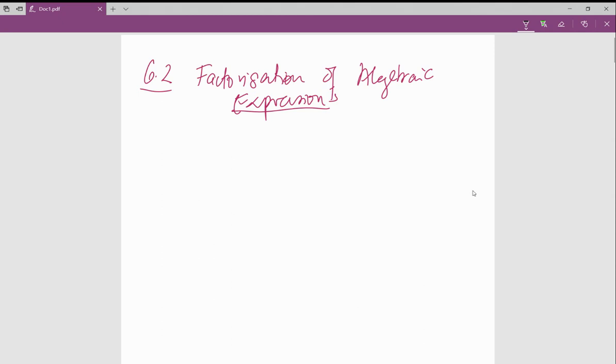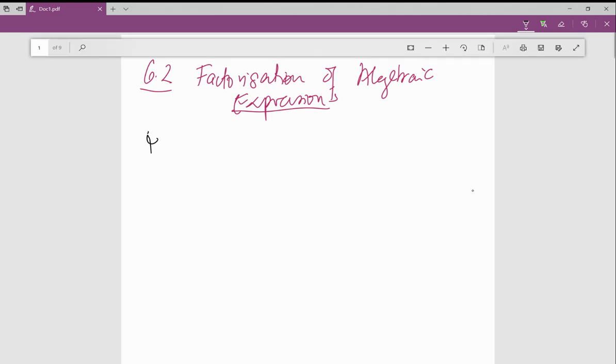Today we're going to learn about factorization of algebraic expressions. It's quite similar to what I've taught you before. I'm just going to give you an example. Example 1. For example, you want to factorize a squared plus ab.